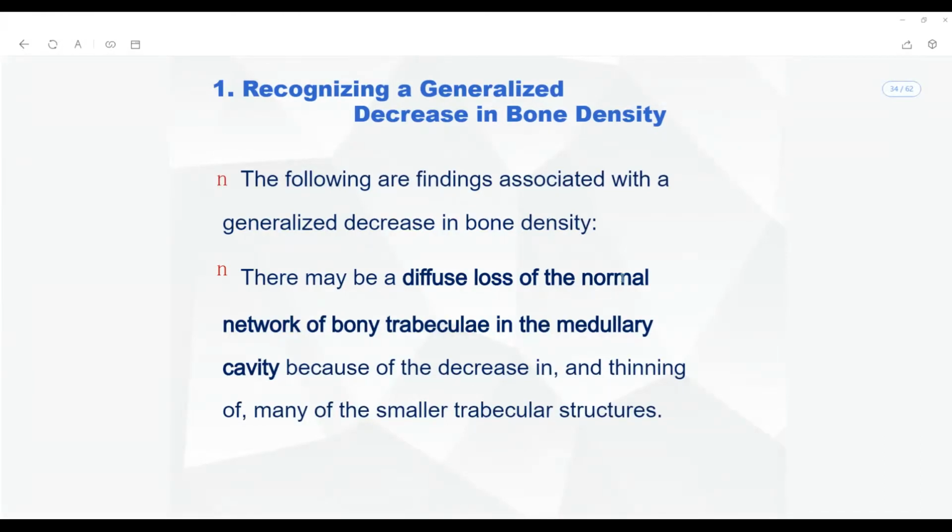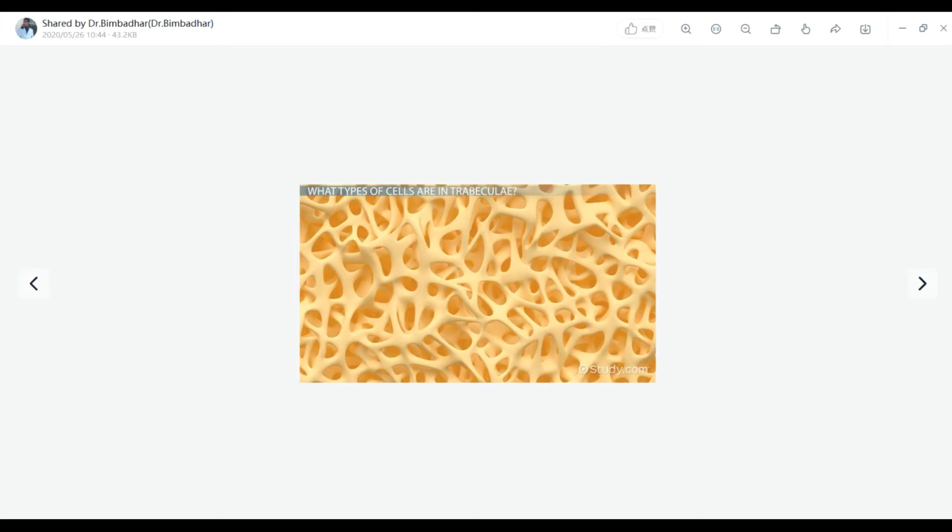You see, there is a loss of the normal trabecular network, okay? And there will be thinning of the cortex, and all the trabecular structures become smaller. So, now, don't you think that all the parts of these bones, let us come back to our same first image we were talking about before. Okay, so what is actually happening?